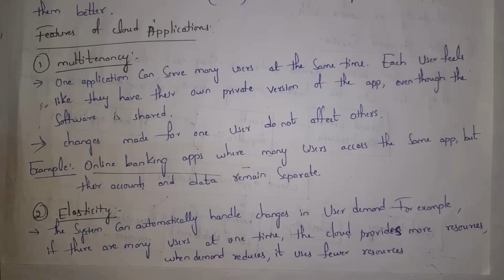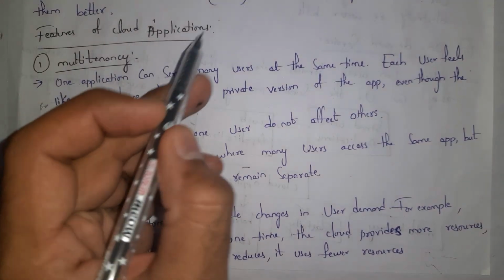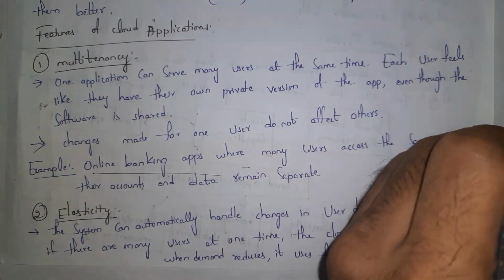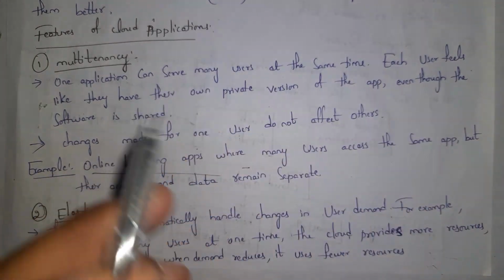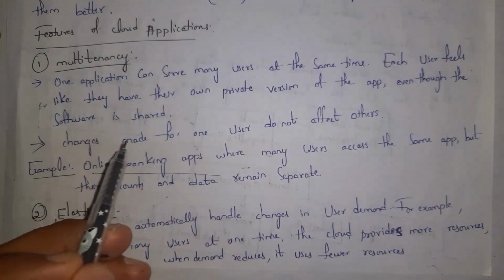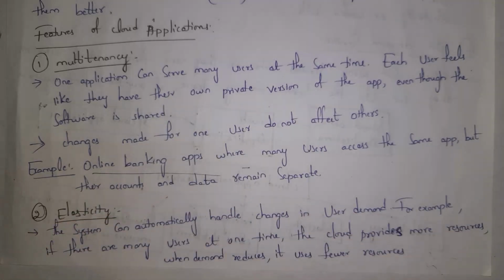And the first one is multi-tenancy. One application can serve many users at the same time. Each user feels like they have their own private version of the app, even though software is shared. Changes made for one user do not affect others. Guys, I will give an example so that you can clearly understand this definition.